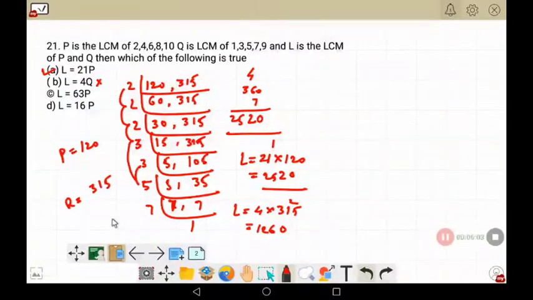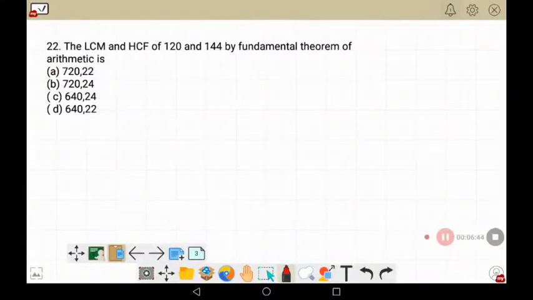Next, L equal to 63P. If L equal to 21P is 2520, then L equal to 63P is much more. Next, L equal to 16P, that is very much less than 2520. So 2520 is the answer.